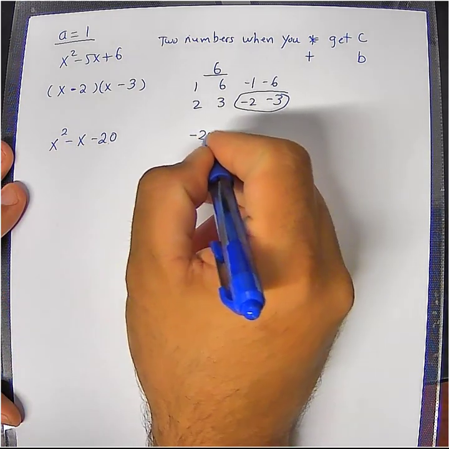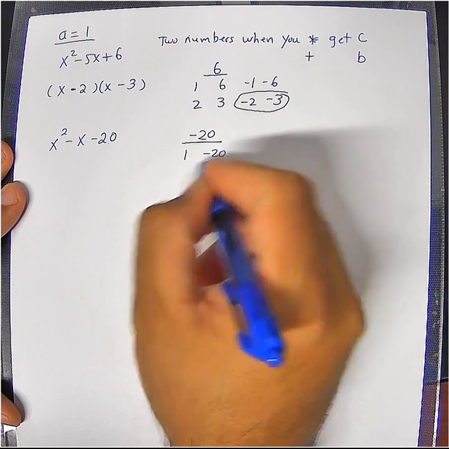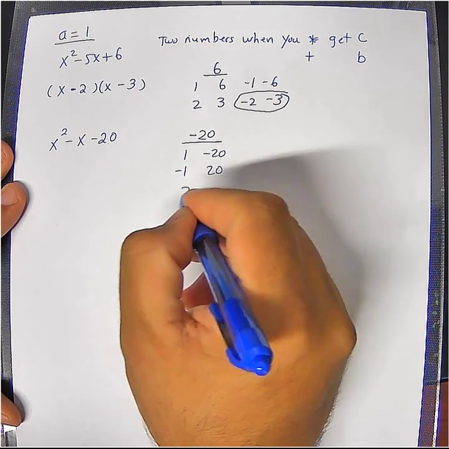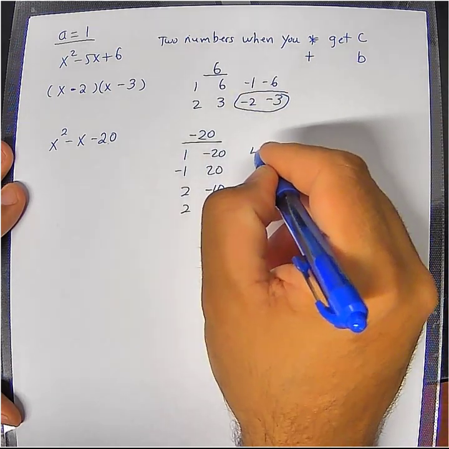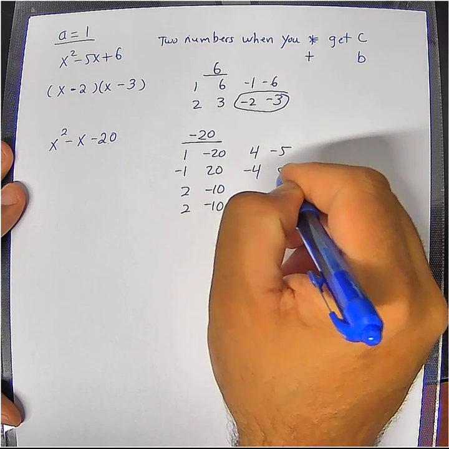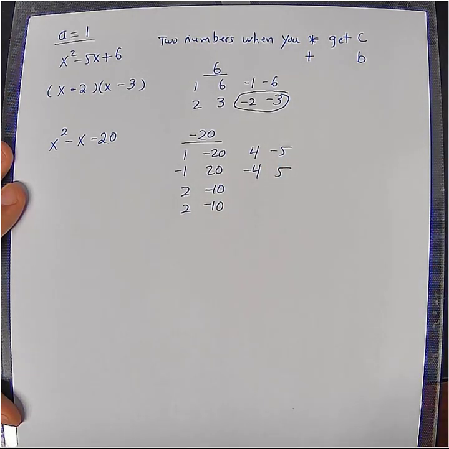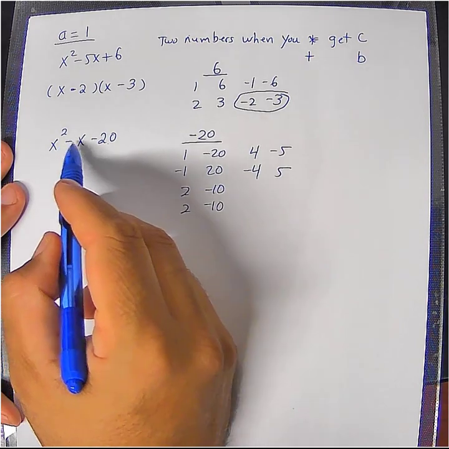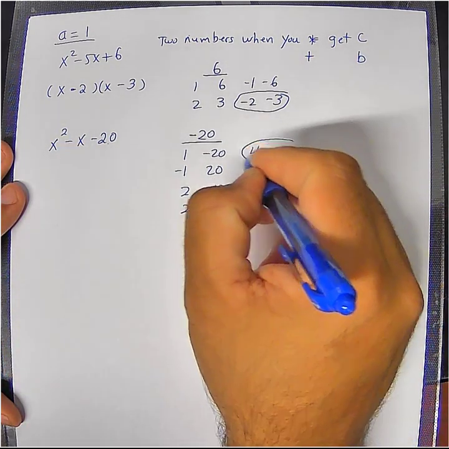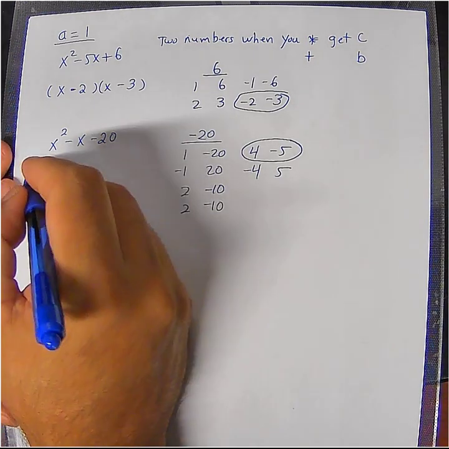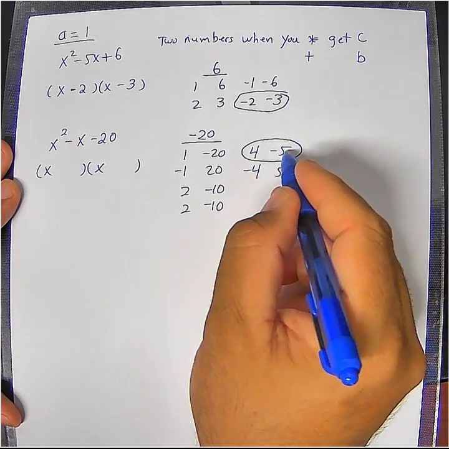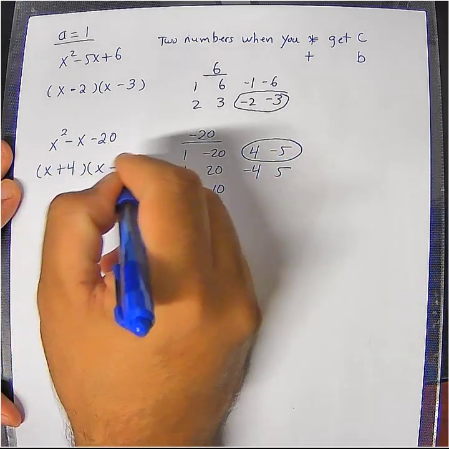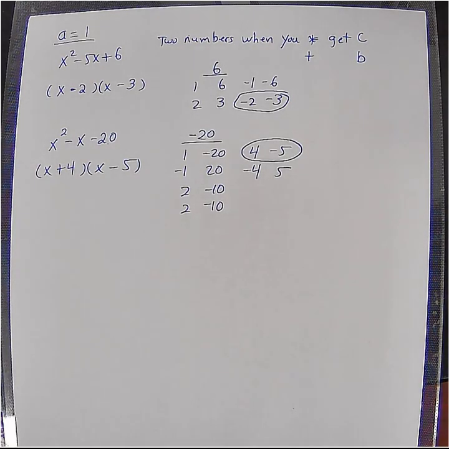So if I go to the side for negative 20: 1 and negative 20, or negative 1 and 20, 2 and negative 10, or negative 2 and 10, 3 doesn't go, 4 and negative 5, or negative 4 and 5, and I think those are all the factors of 20. Which one, when I add, gives me a negative 1? The one that gives me a negative 1 is the 4 and negative 5. So this factors into x and x, and you got a positive 4 and a negative 5. Okay? So that's the main idea when a is 1.